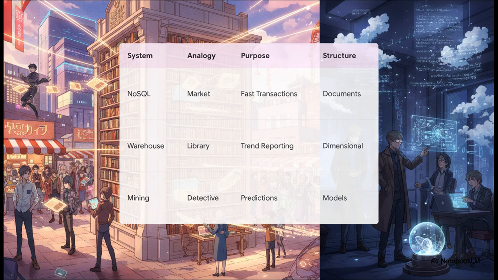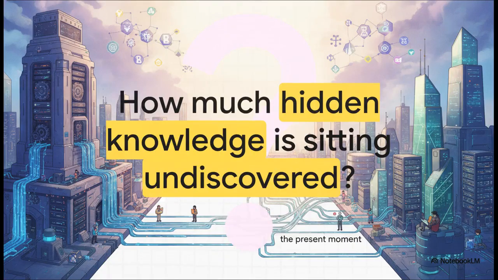And finally, data mining acts as the detective agency. It sits right on top of the library, deploying complex mathematical models and algorithms to discover hidden patterns and make proactive predictions. They are completely different architectures, but here's the catch. They rely on each other entirely. You absolutely cannot mine patterns without a warehouse of history, and you can't build a history without those agile databases capturing the present moment.